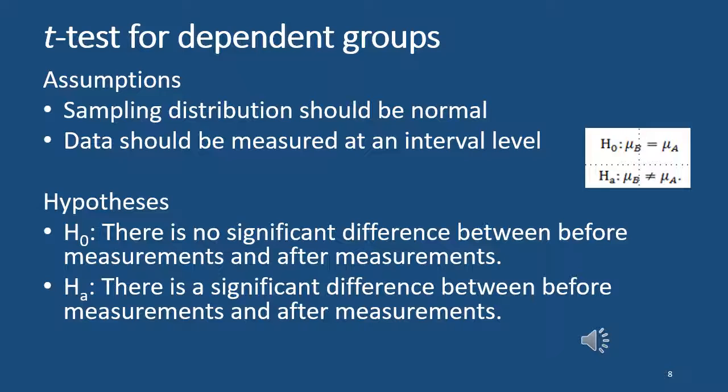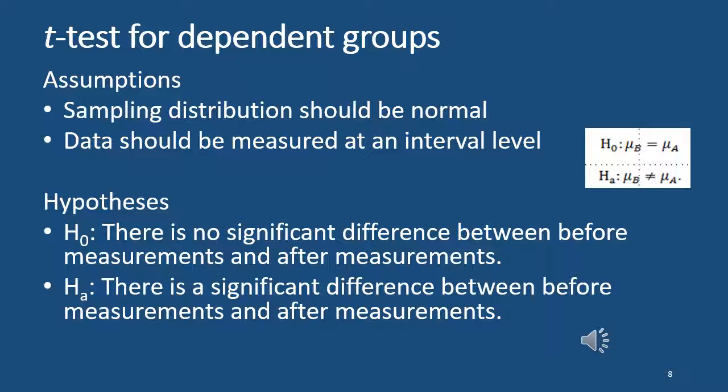So now we'll talk briefly about the t-test for dependent groups. Again, the assumptions are that the sampling distribution should be normal and the data should be measured at the interval level. These groups are dependent on one another, so there's some sort of a relationship there. Your null hypothesis is that there is no significant difference between before and after measurements. And the alternative hypothesis is that there is a significant difference between before measurements and after measurements.